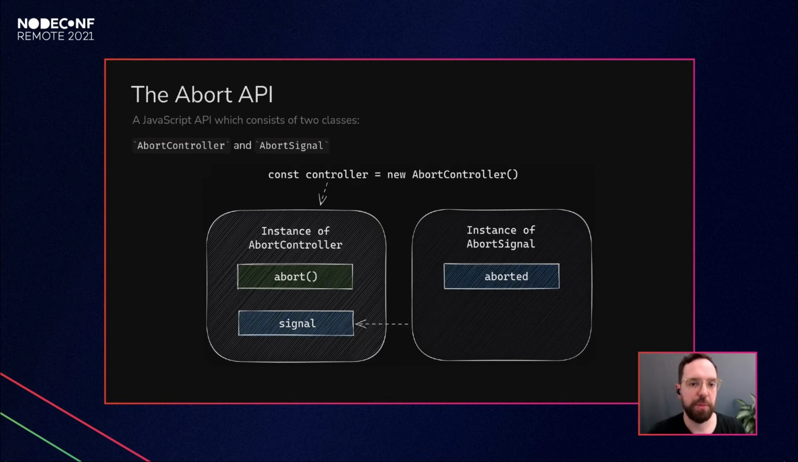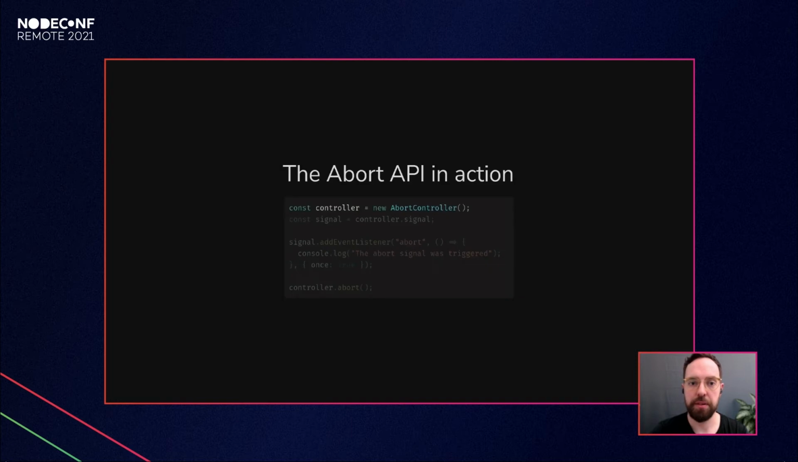And the signal property has an abort signal instance, which has an aborted property on it, which is a Boolean, which is false by default. And the idea is that when we call the abort method on our AbortController instance, it will change the aborted property to true on the abort signal instance, and then it will proceed to actually dispatch an event.